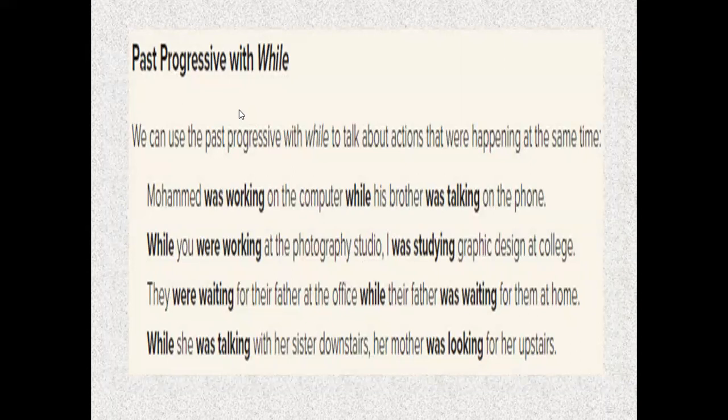Now, past progressive with while. We can use past progressive with while to talk about actions that were happening at the same time. What is the form of past progressive? The form of past progressive is, write the note please, was or were plus verb plus ing.